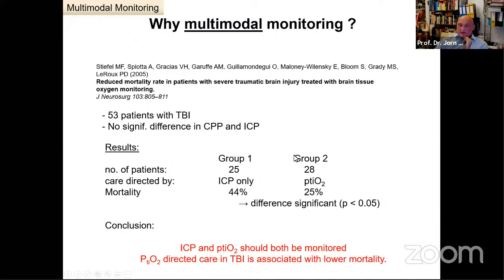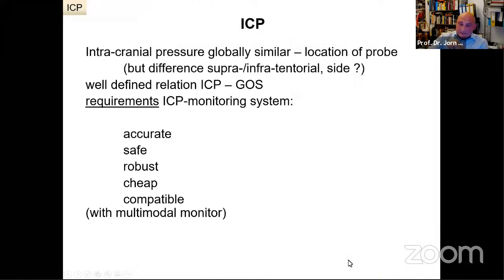So they looked at two groups: one had only the ICP measured, and the other group, which was roughly the same size, had the PO2 of the tissue measured, we get into that a bit later. They found that there was a difference, and that difference was actually significant. So that led them to the conclusion that ICP and PO2 should be monitored simultaneously, and PO2 directed care was even associated in this study with a lower mortality.